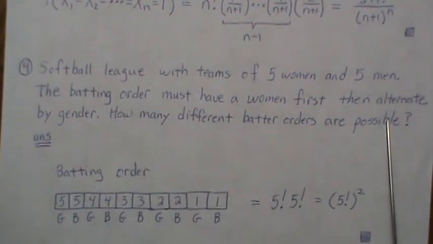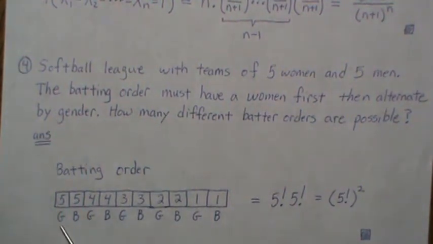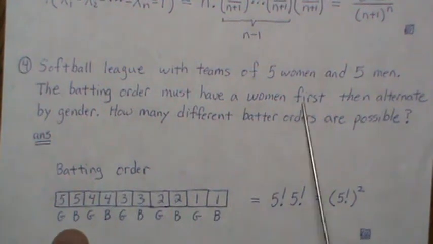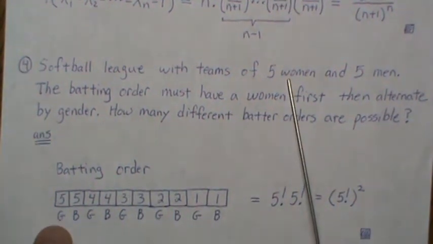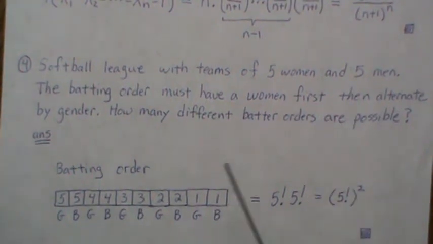Here's the solution. And this is the way that I like to think about it. Each box represents a batter. So there's 10 boxes. The first one has to be a girl, or I probably could have put woman. G for girl, B for boy, instead of M and W. I don't know why I did that, just did.